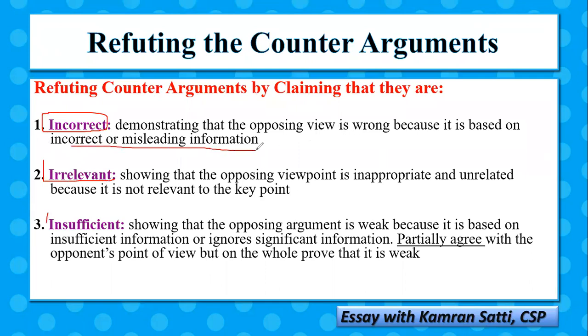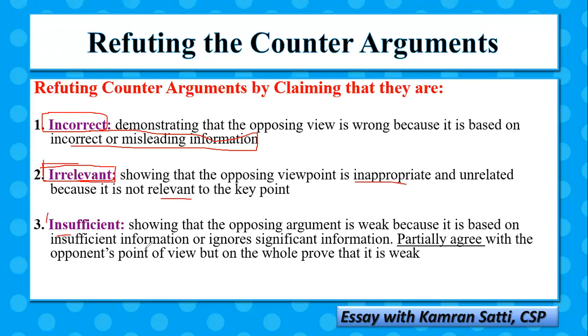So that is how we refute the counter argument, by stating that the opposing view is based on incorrect or misleading information. Secondly, we can also refute it by stating that the opposing viewpoint is inappropriate and unrelated because it is not relevant to the key point. So we can state an opposing argument, counter argument, that is unrelated to the thesis statement, and then we can refute it on those grounds.